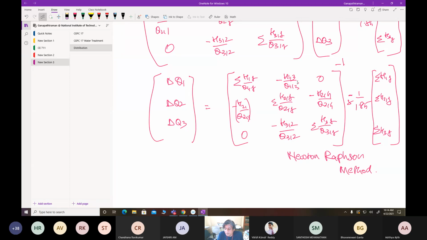The diagonal element is H2J by Q2J. What is the pipe in common with loops 2 and 3? It is 2, 4, so minus H24 by Q24. The pipe in common with loops 3 and 1: 0, no pipe. The pipe in common with 3 and 2: 3, 2, so H32 by Q32. That is the way we construct the matrix.